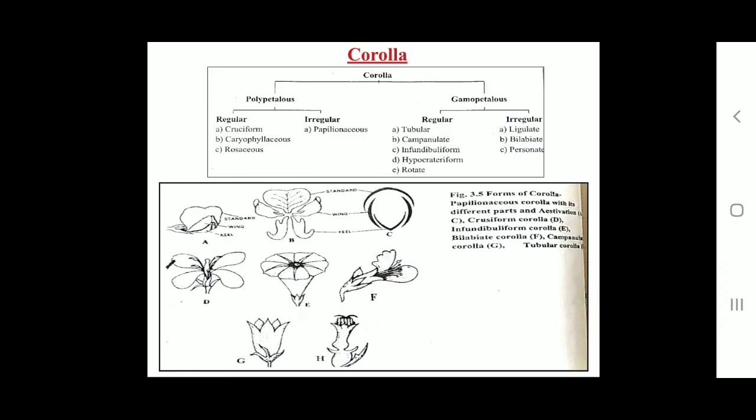The remaining 2 innermost smallest anterior petals are called keel. These 2 petals are united to form a boat-shaped structure. It encloses stamens and carpels. It shows vexillary aestivation. It is characteristic of Papilionaceae, example Clitoria.